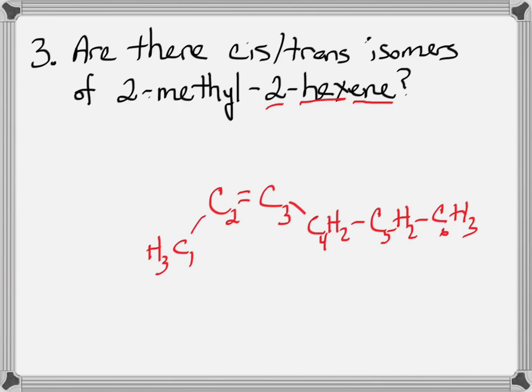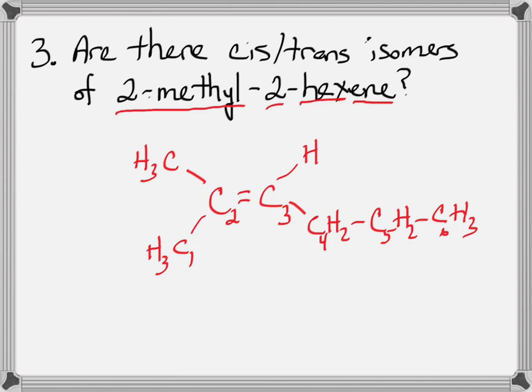I also need to add in my substituent, and so on the second carbon I also need a methyl group, and so we'll add that here as my methyl group attached. And then on carbon 3, since there's no other substituents, that's just going to be a hydrogen. And so here's the question: are there cis-trans isomers of this molecule?